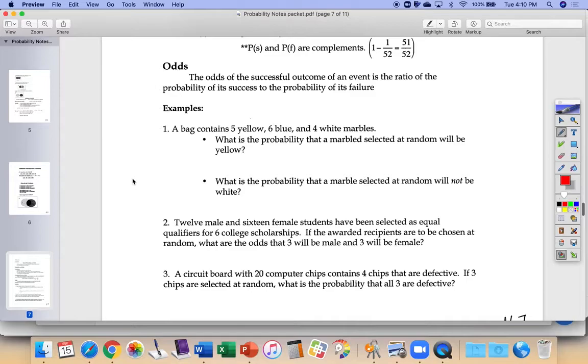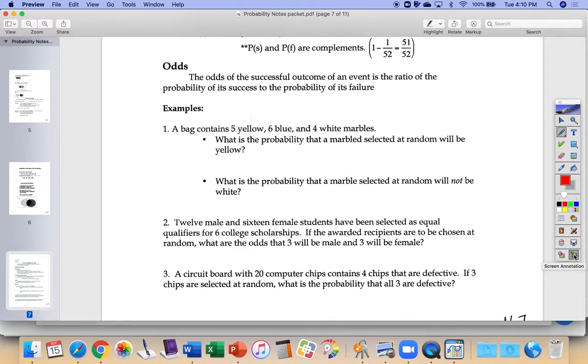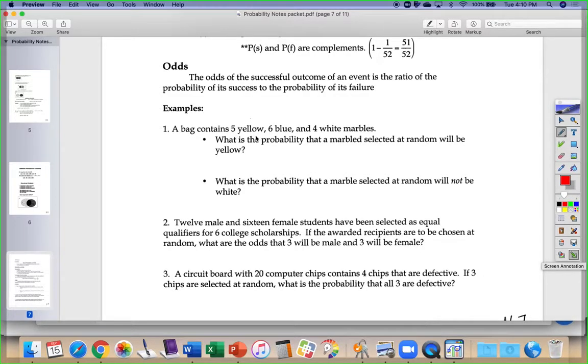So, probability questions. Examples. Let's have it make some sense. A bag contains 5 yellow, 6 blue, and 4 white marbles. So 5, 6, and 4 makes a total of 15 marbles. That is what's called the sample space. It is all of the outcomes.